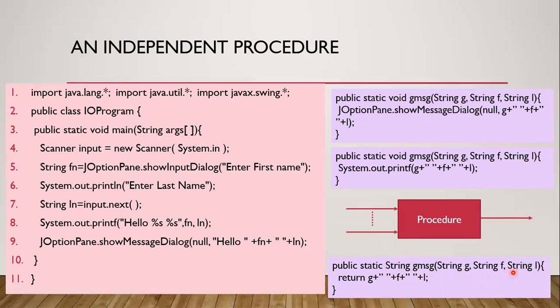So we accept 3 inputs, we concatenate the inputs to create a greeting message, and we return it as a string to the user. So once this is done, this is upon the user's requirement, what the developer wants. If he wants to display on the CLI interface, he may use System.out.println or printf. If he wants to display on the GUI interface, he may use JOptionPane or any other method.